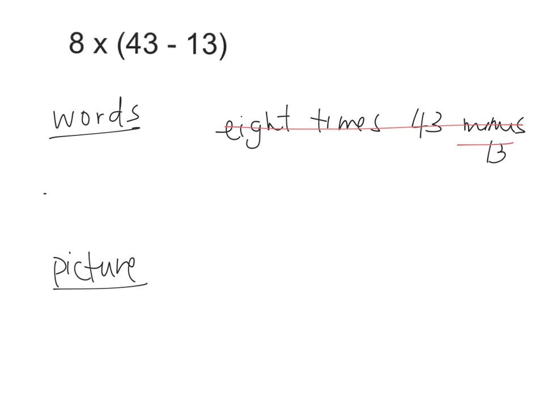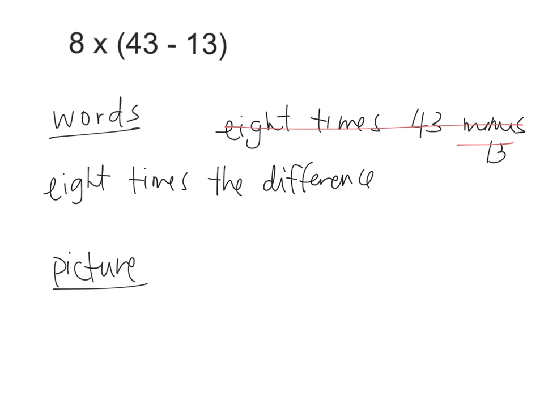8 times the difference of 43 and 13. Do you guys see the difference between those two word forms? Do you guys see the difference? It's 8 times the difference of 43 and 13. It's not 8 times 13 and then minus, or 8 times 43 and then minus 13. It's 8 times the difference of 43 and 13. What's the difference between these two word forms? Go ahead and talk to your table group.